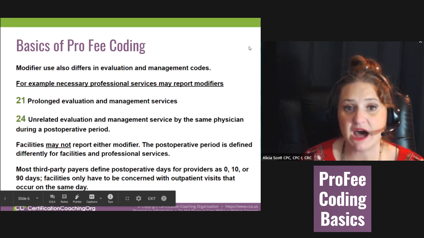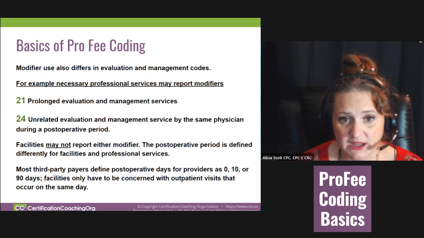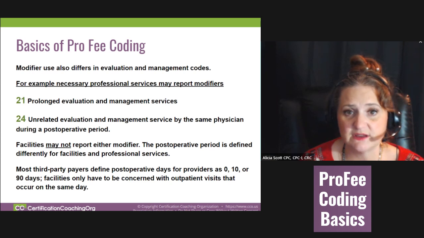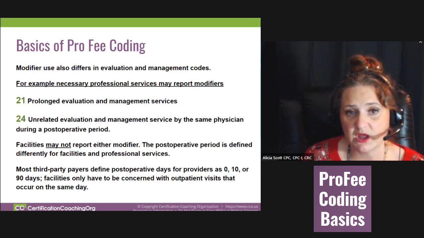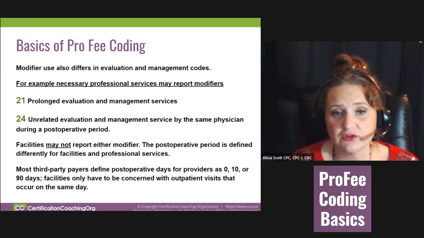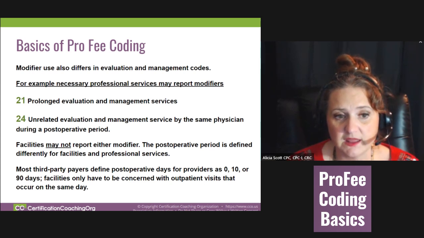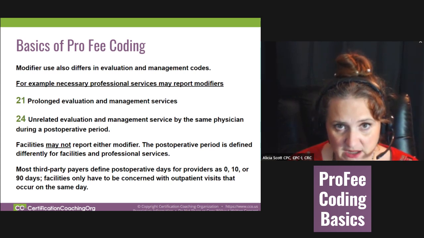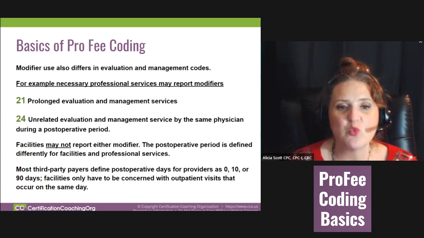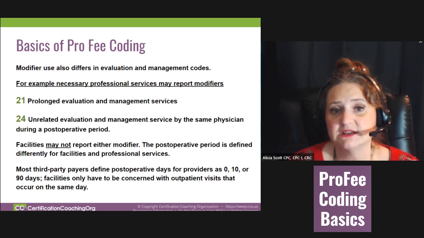Let's talk about some of the modifiers that you need to be aware of if you're dealing with ProFee coding. Professional services will use ones like 21, prolonged evaluation and management services. So we had to be with this patient longer than normal, and so it was a prolonged E&M that was used. Unrelated E&M service by the same physician during a post-operative period. Okay, that'd be a 24. One of the ones that you use a whole lot with E&M is 25.